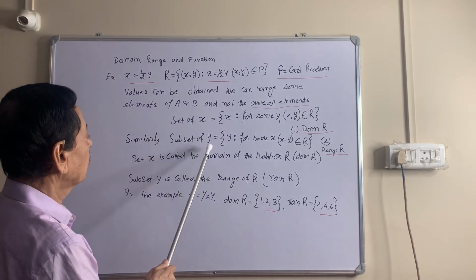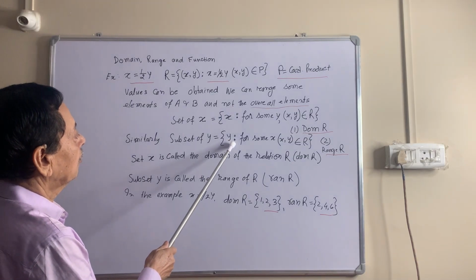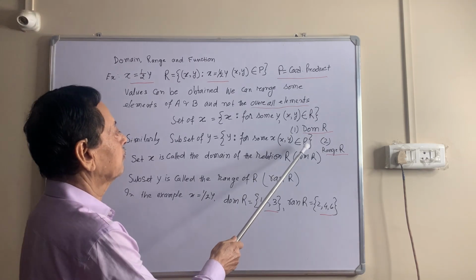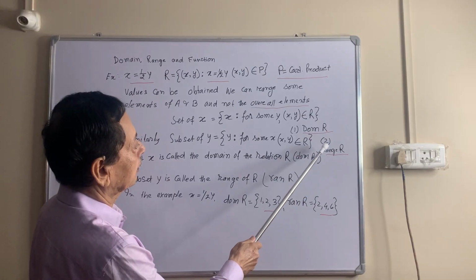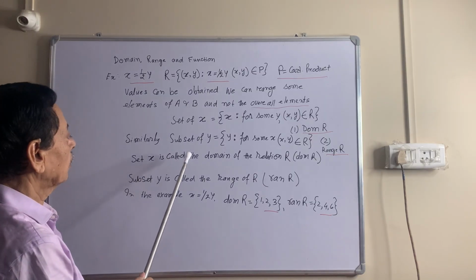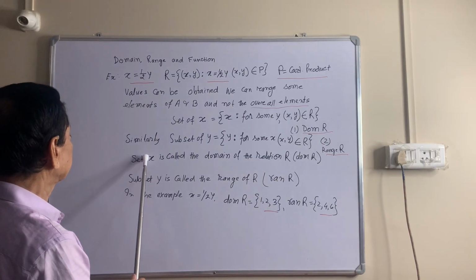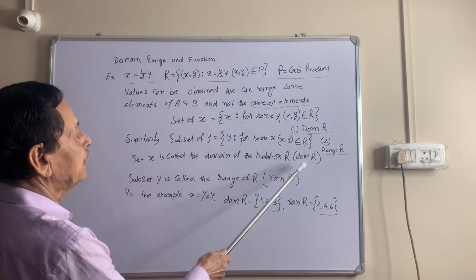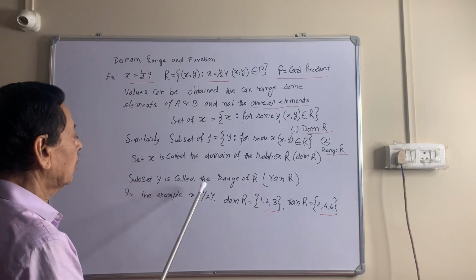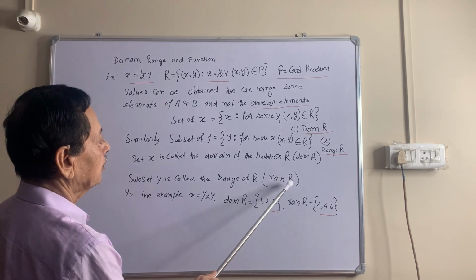R is called the domain. Then similarly, the subset of y is the set of y such that for some x, xy are the pairs of R. It is called the range of R. The set x is known as the domain of the relation R. Now the subset y is called the range of R.